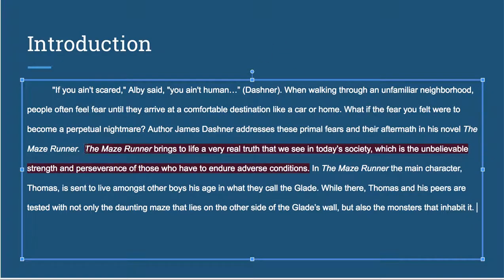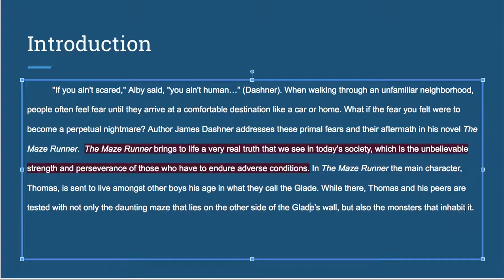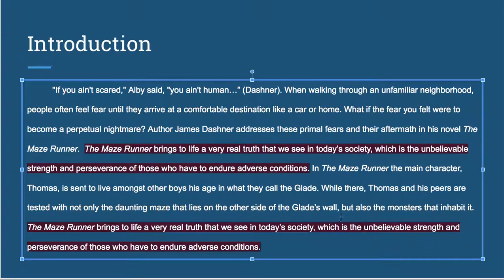Now, let's go back here. If we move this, copy and paste. That didn't work. Let's go back. I only had part of it for some reason. Copy and paste. All right, so Thomas and his peers are tested with not only the daunting maze that lies on the other side of the Glade's wall, but also the monsters that inhabit it. The Maze Runner brings to life a very real truth that we see in today's society, which is the unbelievable strength and perseverance of those who have to endure adverse conditions.